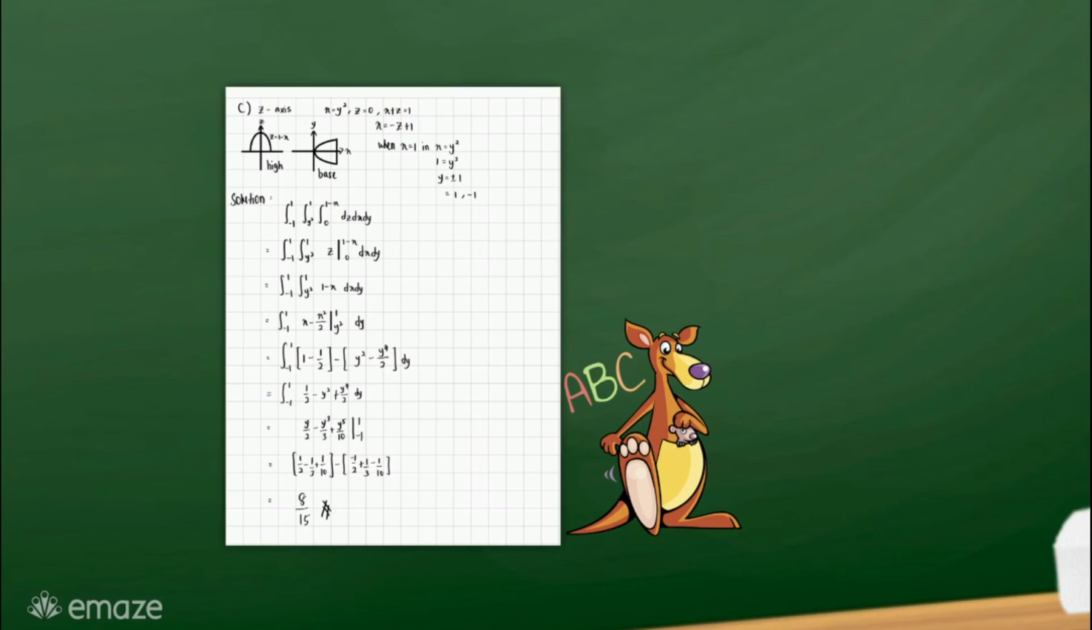So after that we need to integrate dz, dx, dy. dz is height and dx, dy is base. So the range for dz is from 0 to 1 minus x. The range for dx is from y squared to 1, and the range for dy is negative 1 to 1. So first we need to integrate dz first, and then dx, dy. After we integrate all three, dz, dx and dy, we got the same answer as with the x and y axis, which is 8 over 15.